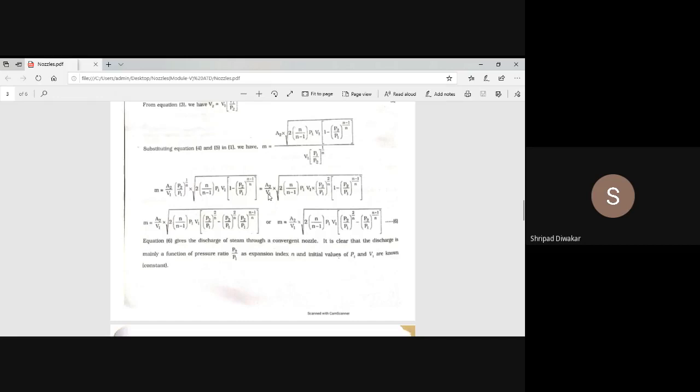Just you have to multiply by 2. Okay, so this one and this one have the same meaning. P2 by P1, square root of P2 by P1 divided by 2 by n, is nothing but P2 by P1 to the power of 1 by n. Just you are shifting the term outside to inside the square root.